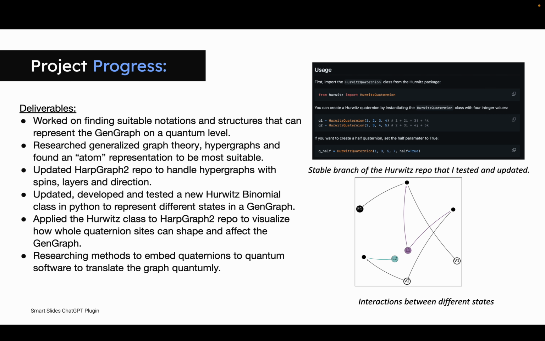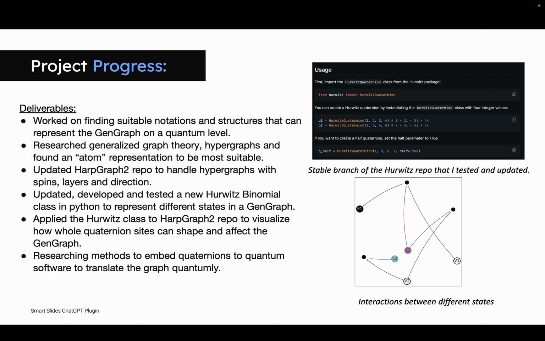Next was updating the HARP Graph 2 repo to handle hypergraphs. This meant adding spins, layers, and direction. Next was adding a Hurwitz quaternion class in Python to represent the different states on the gen graph. Then applying these Hurwitz quaternions to the HARP Graph 2 repo to then visualize how the whole quaternion sites can shape and affect the gen graph.